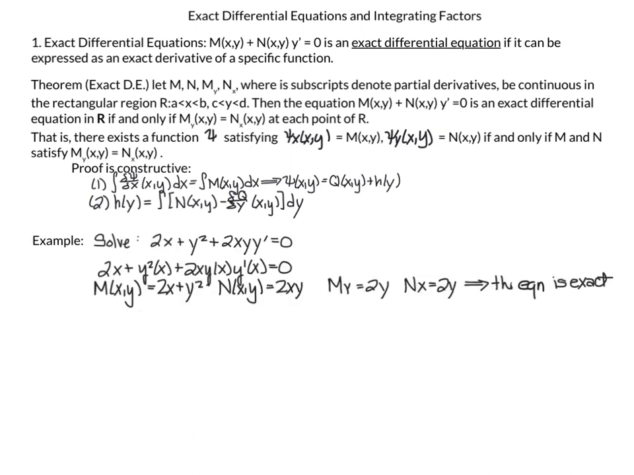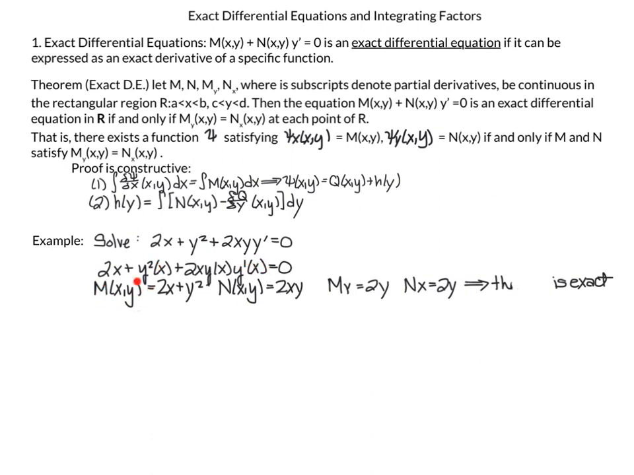Our next example then is to solve the equation 2x plus y squared plus 2xy y prime equals 0. And I start out again by rewriting and emphasizing the fact that y is a function of x.